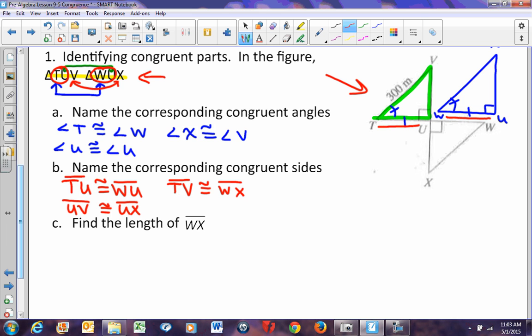Okay. Now, what's the length of WX then? Well, if the length of TV is 300 meters and these two figures are congruent, okay, since TV is congruent to WX, TV equals 300 meters, therefore WX has to equal 300 meters because they're congruent. Alright, simple as that.